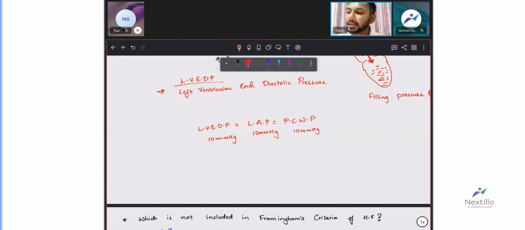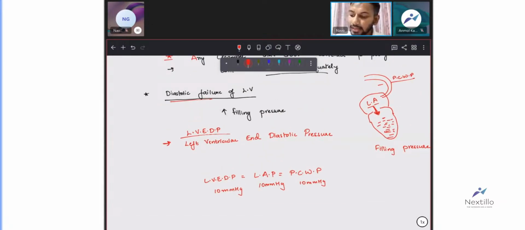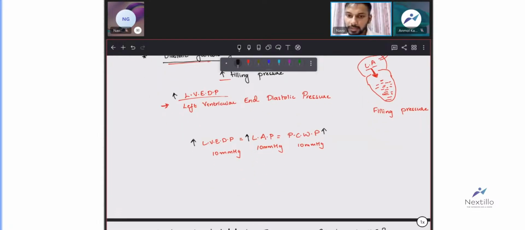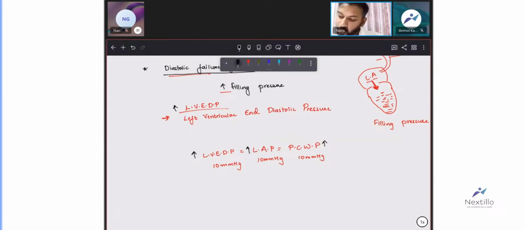Now I told you in diastolic dysfunction, there is an increase in filling pressure. So it is increasing the pressure of LVEDP. If pressure in LVEDP is increased, it will increase the pressure in LAP and it will also increase the pressure in PCWP. Understand? So this is what is happening with the pressures. There is an increase in LVEDP that is causing an increase in LAP that is causing an increase in pulmonary capillary wedge pressure.